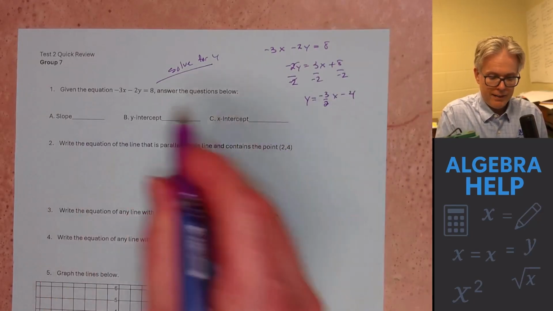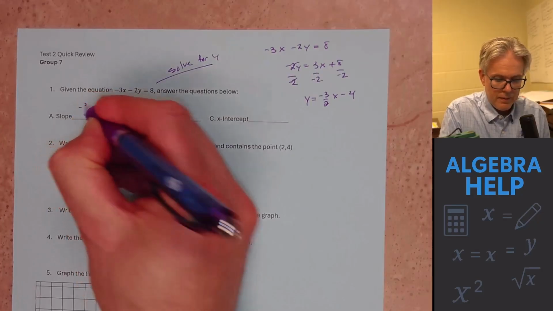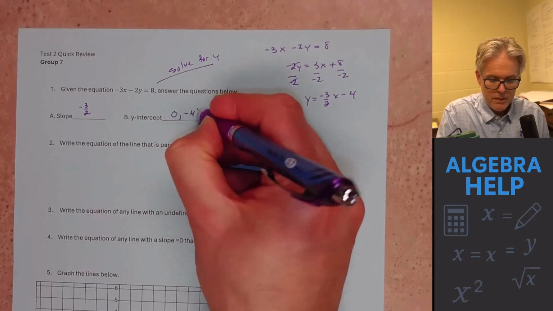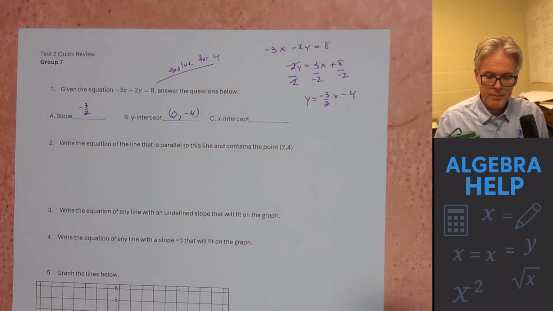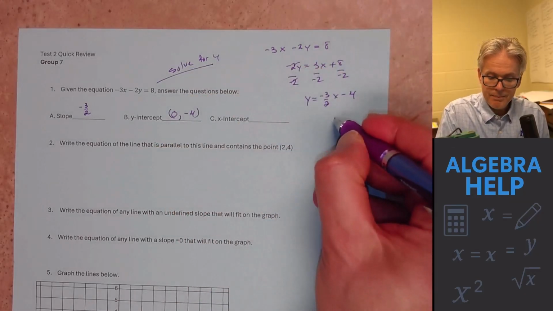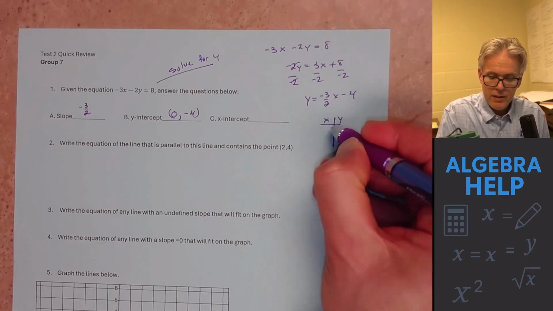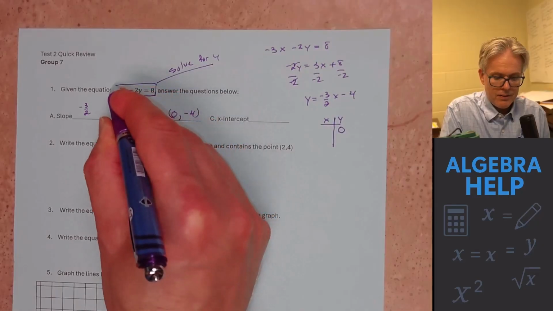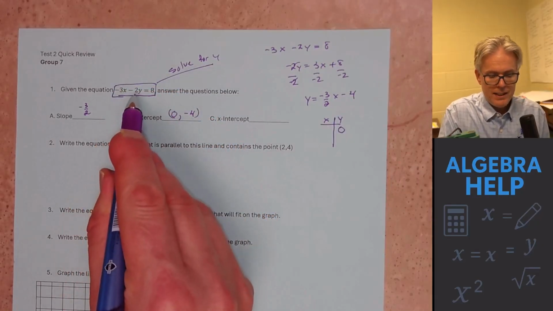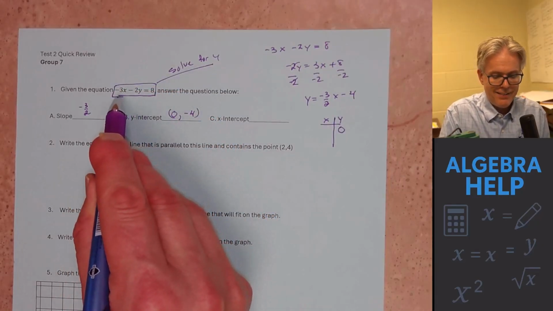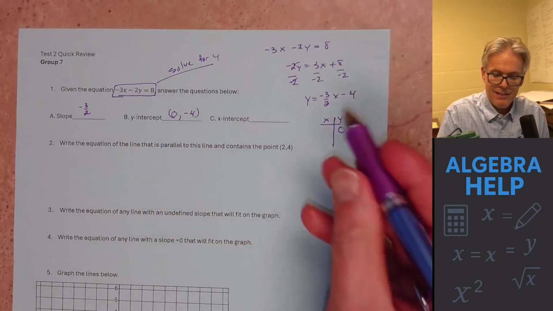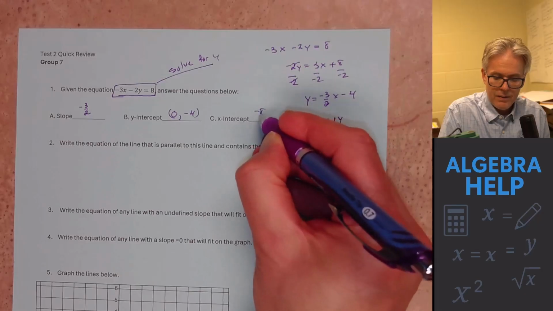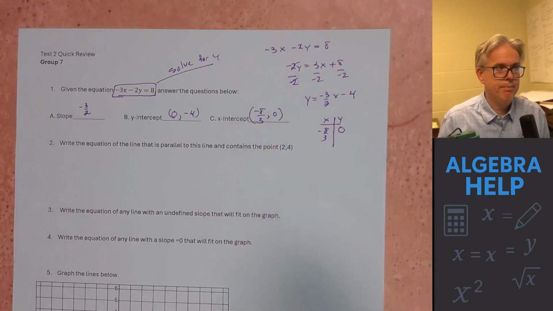Slope is negative 3 halves. The y-intercept is 0, negative 4. And the x-intercept, probably easiest to do a little t-chart here. X-intercept occurs when y is 0. So go back to your original equation, because it's already set up pretty nice for that. When y is 0, that whole term goes away. I've got negative 3x equals 8. So x is negative 8 thirds. So I'm just going to say negative 8 thirds, comma 0.